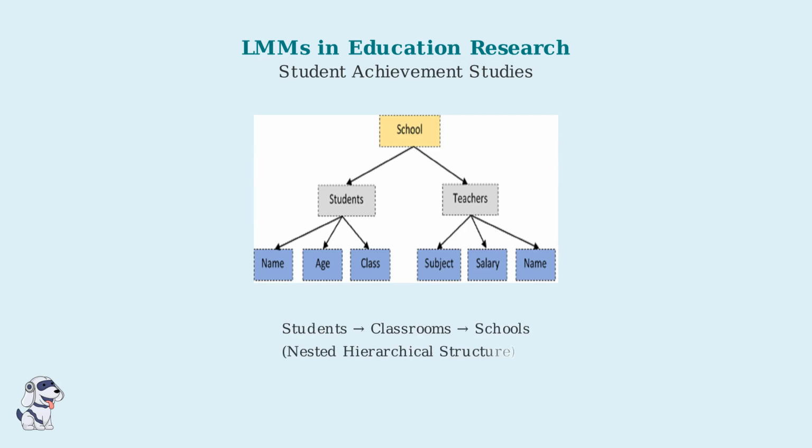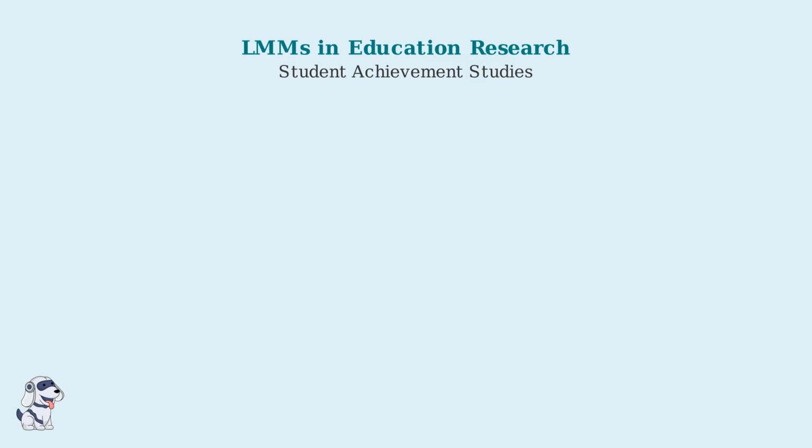This nested structure means that students within the same classroom share certain characteristics, and classrooms within the same school also share common features. Traditional regression methods cannot account for these dependencies. Linear mixed models handle this complexity by incorporating random effects at different levels. Let's examine the mathematical structure for education research.